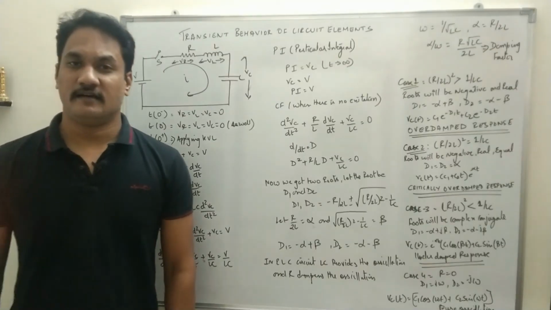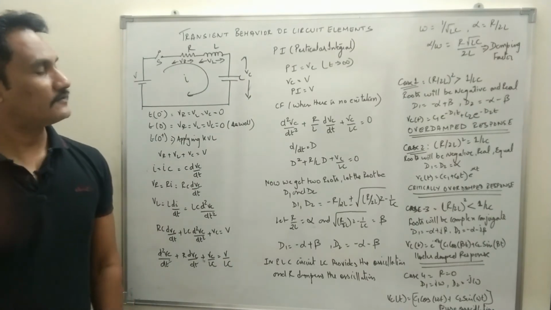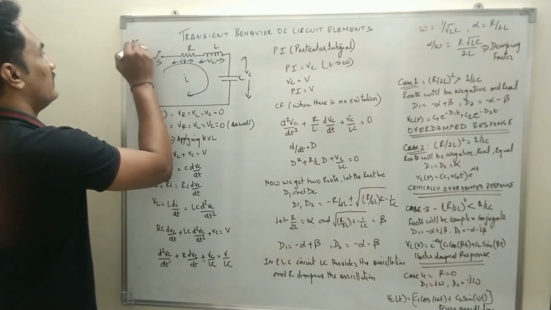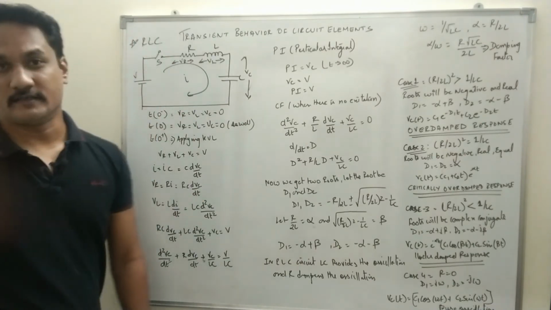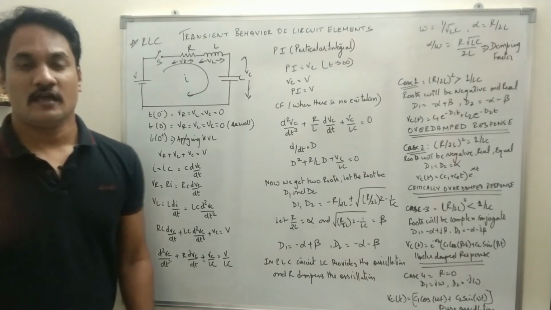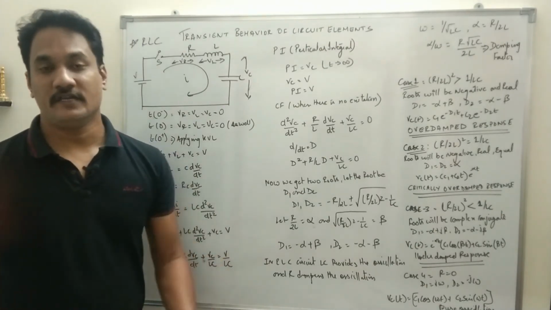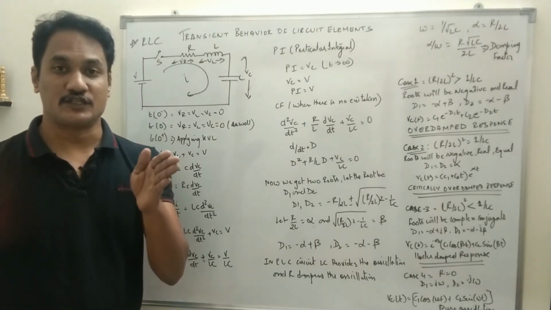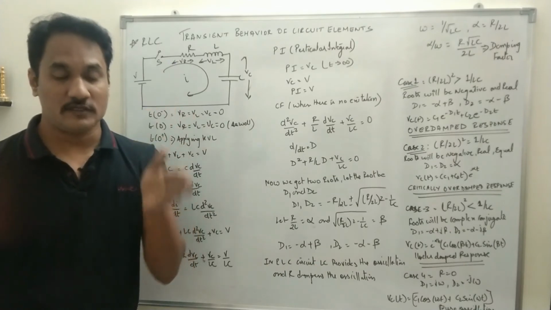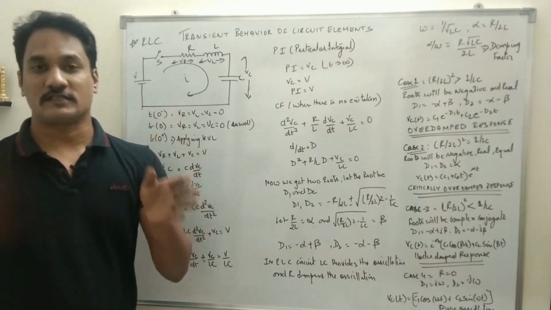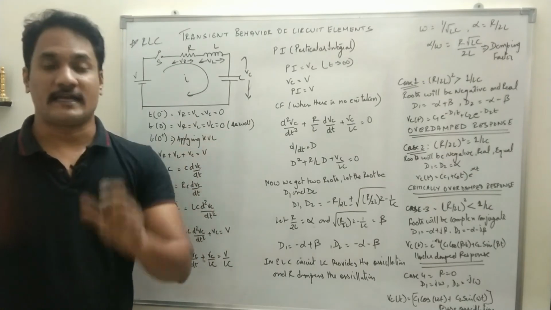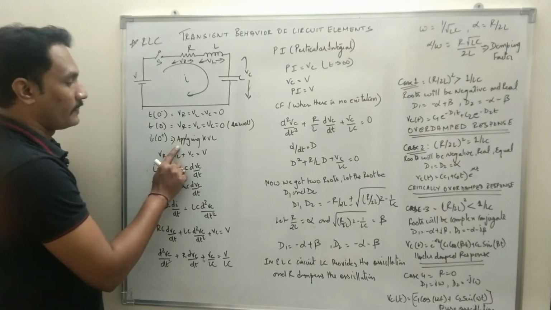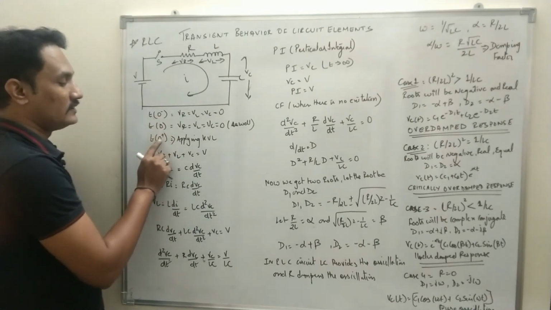The last circuit under the heading of transient behavior of circuit elements is the RLC circuit. That means resistance, inductor and capacitor connected in series. Again, we have to try to understand the behavior of the circuit when all these three components are connected. That is for the three conditions: before the source is connected, as soon as the source is connected, and once the source is connected and a considerable time has elapsed. So these are the conditions specified: t equal to 0 minus, t equal to 0 and t equal to 0 plus.